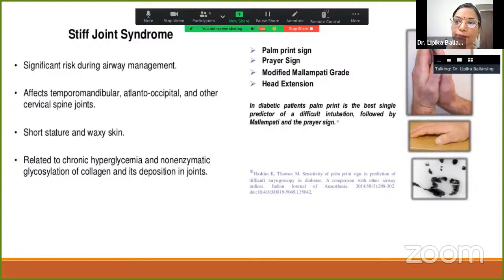So how do we take the palm print? We ink their hand, and then we take the print on a piece of paper, and as you can see, the fingers are not touching, like there are no impressions. So that correlates directly with the cricoarytenoid joint disposition, the deposition or glycosylation of the collagen at the cricoarytenoid joints, which can give rise to difficulty in intubation.